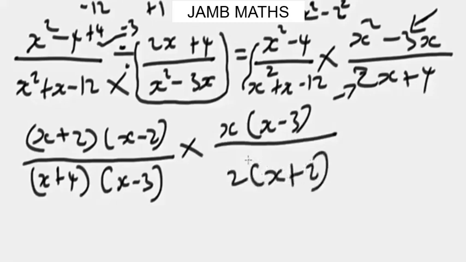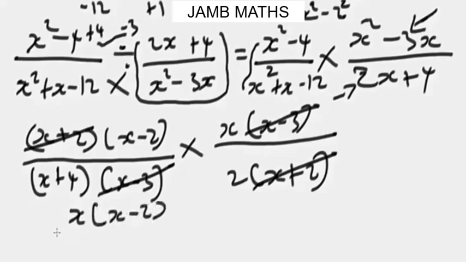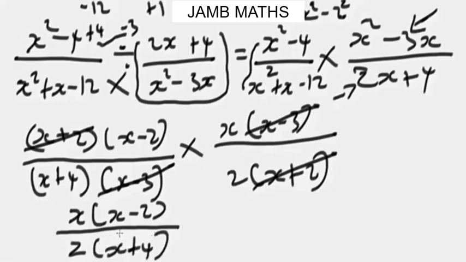Now you can see that we have common factors that can cancel out. This one here we cancel with this one here, and this one here we cancel with this one here. So you multiply through what is left. That means we have x times x minus 2 all over 2 times x plus 4. So this is what you're going to have left, and this will be the answer to this problem. It's as simple as that, guys.